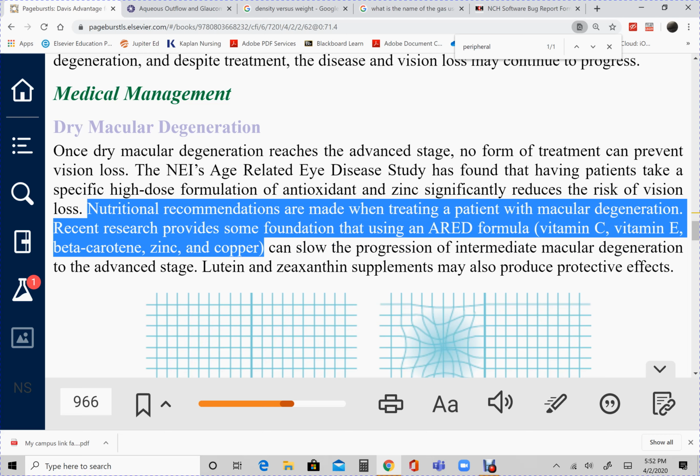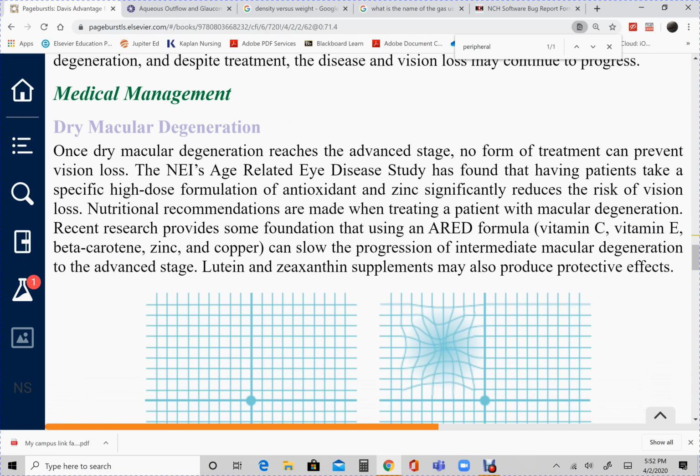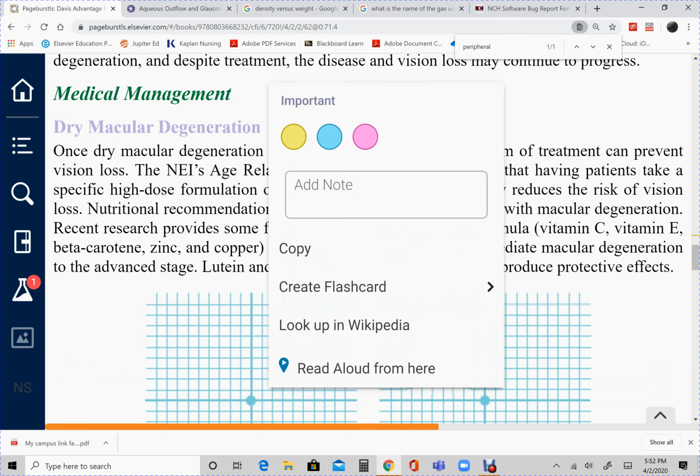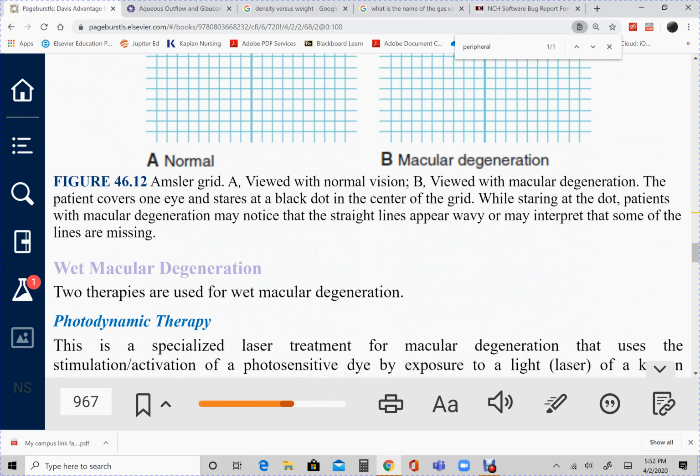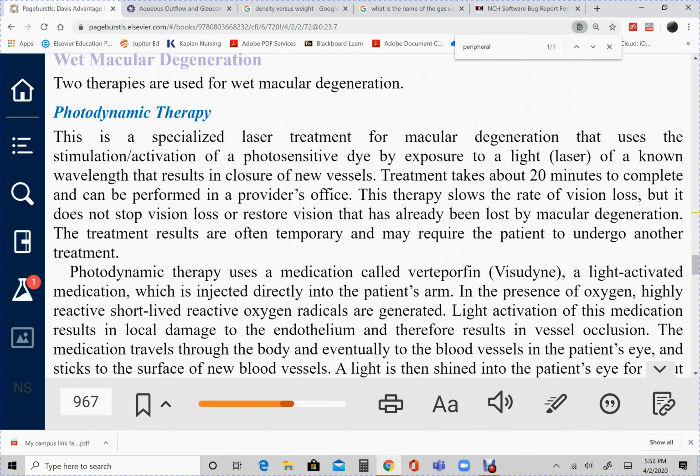Bausch and Lomb produces this. They sell it in this combination. These are the vitamins that they contain. Again, it does not cure dry macular degeneration. It only slows the progression. That's it. In wet type, there are a few options.